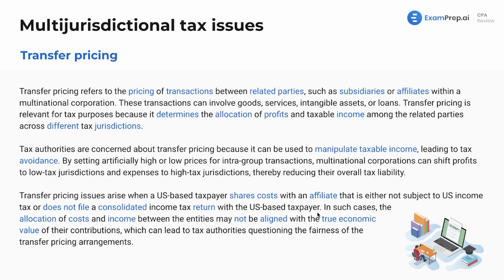If you do a lot of your operations in a lower tax jurisdiction, a lower tax country, that's where we could be seeing this. In such cases, the allocation of costs and income between the entities may not be aligned with the true economic value of their contributions, which can lead to tax authorities questioning the fairness of the transfer pricing arrangements. From their perspective, it makes sense they want to monitor this, regulate it, and watch out to try to capture as much of that income as possible.